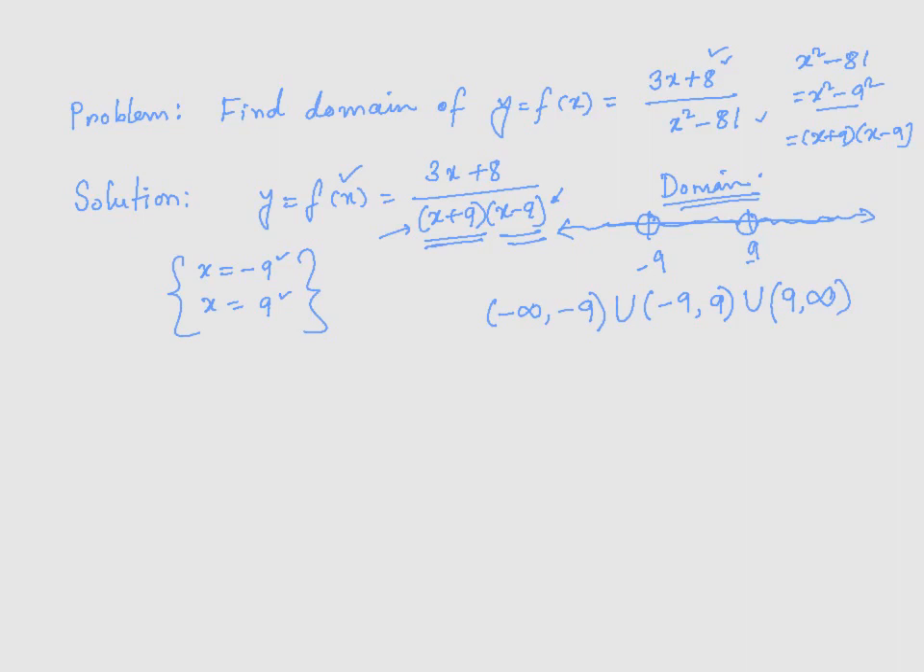The main thing, so let me summarize. The main thing here is to realize the fact when you're dealing with a rational function. A rational function is a function that involves division. Okay, when you're dealing with a rational function, you want to absolutely make sure that you are not dividing by 0. So find out all the x values that will make the denominator 0, and you exclude those x values from your domain.